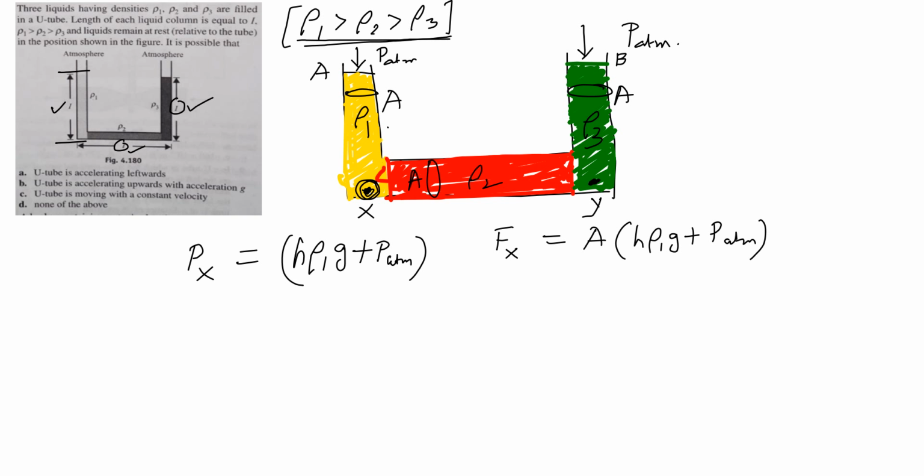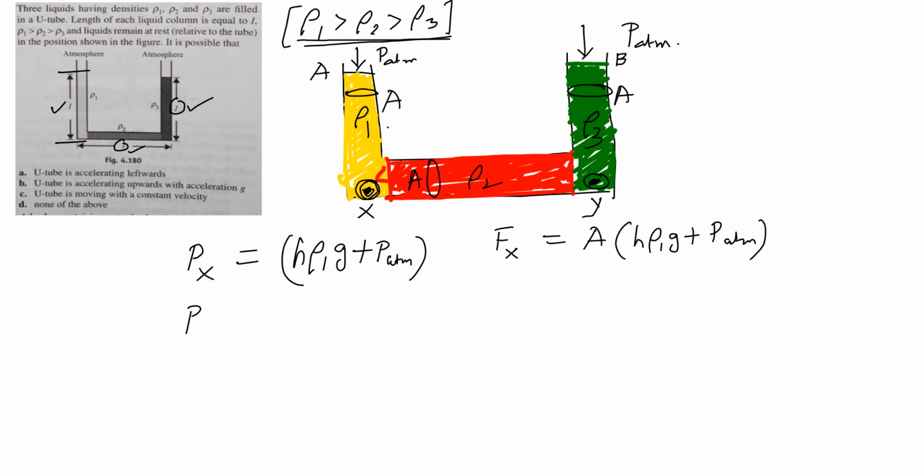Now how are you calculating the force at the point X? We will simply multiply this pressure with area. If you multiply this pressure with area, then we are going to get Fx, that is the force at the point X. We are going to get these things. Okay. Now we are coming down to this particular point, that is Y.